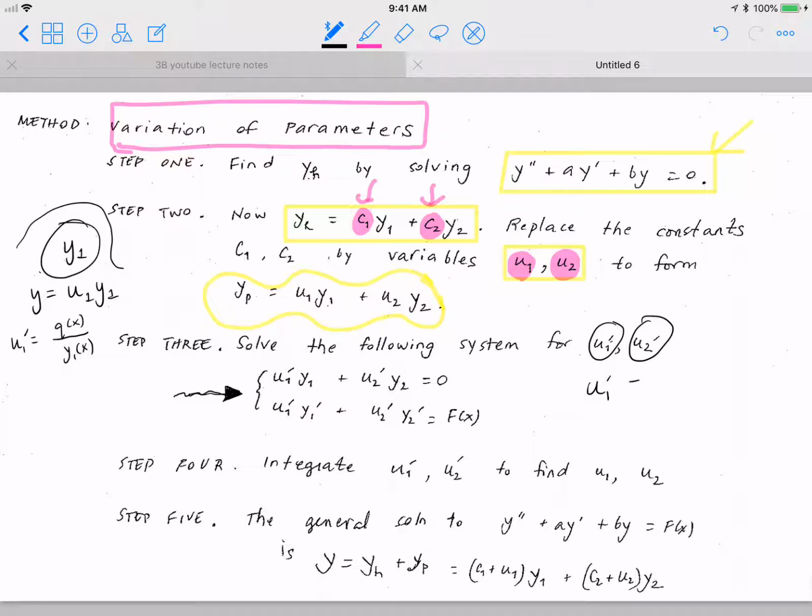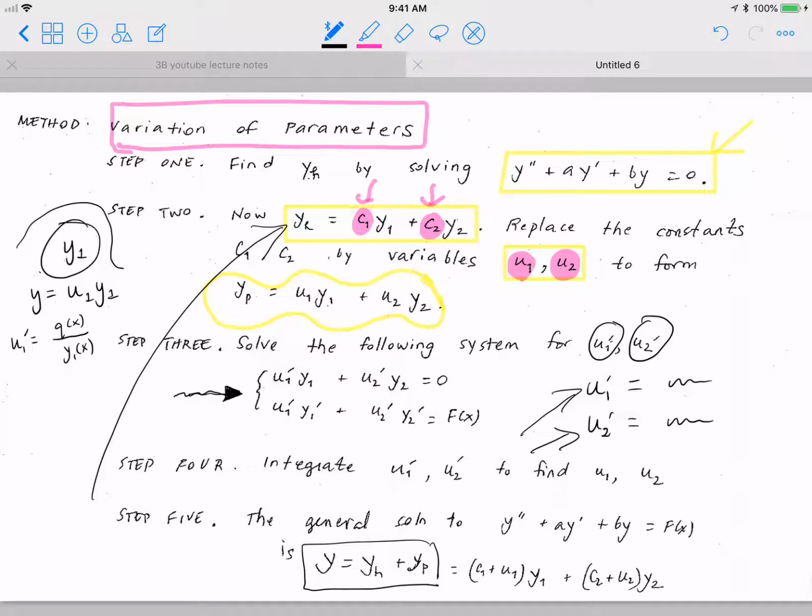So you'll have u1 prime equals some function of x, u2 prime equals some function of x. Okay, step 4 is to integrate your equations, right? Integrate u1 prime and u2 prime to find u1 and u2. And then the last thing you do is you put it all together and you say, therefore, y is equal to yh plus yp, where yh is going to be from here and yp is going to be from here.